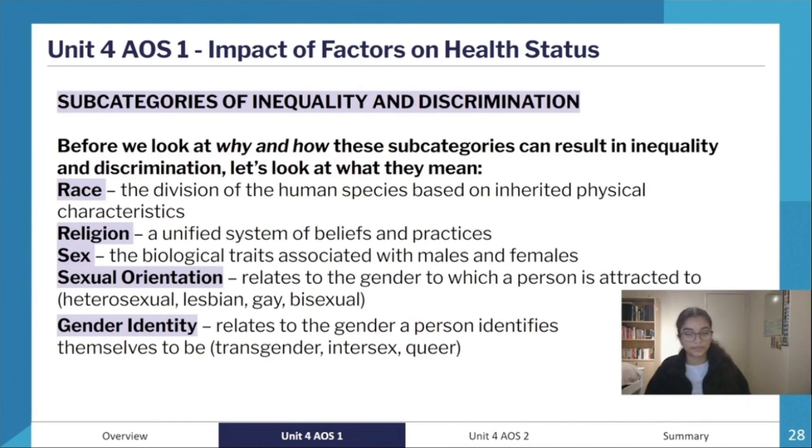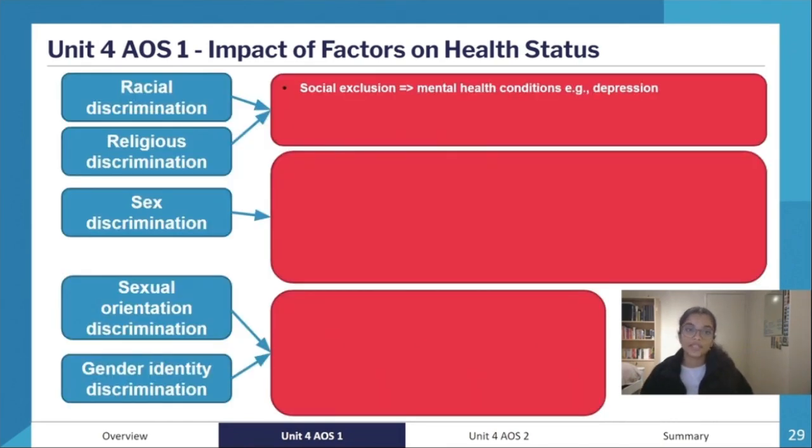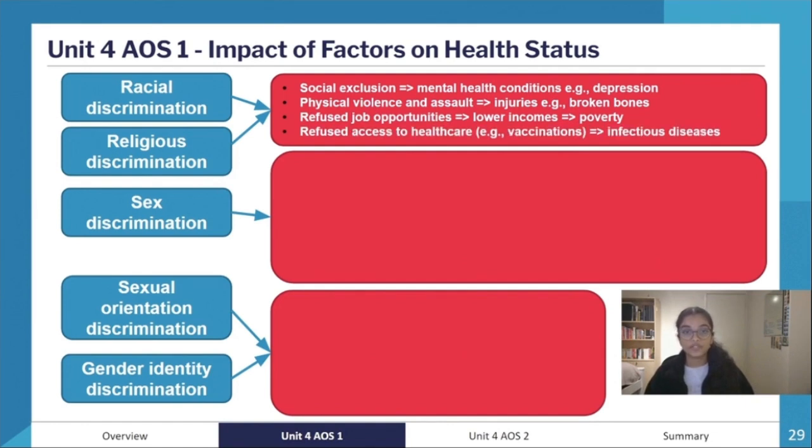So, as a result of racial discrimination, you can be socially excluded, leading to mental health conditions, be attacked, have physical violence, causing injuries, be refused job opportunities, leading to poverty, and be refused access to healthcare. Alright, meaning there's going to be more infectious diseases and things due to being refused access to healthcare. And that's also the same for religious discrimination.